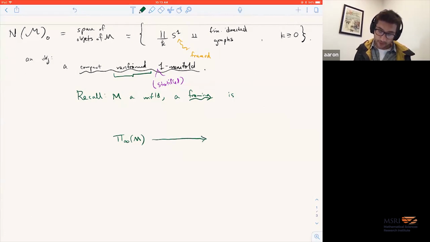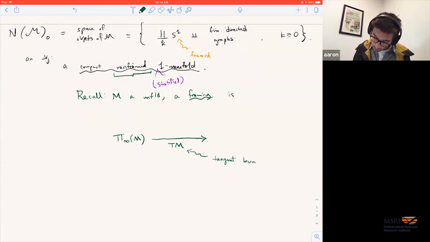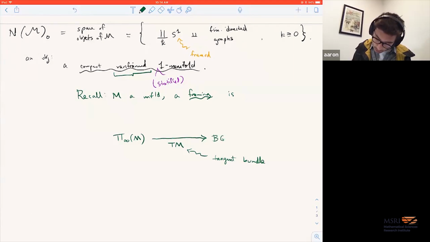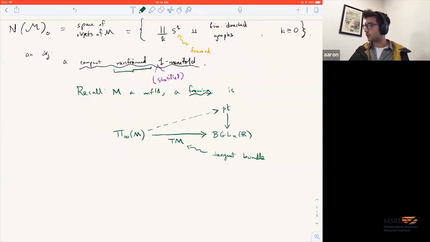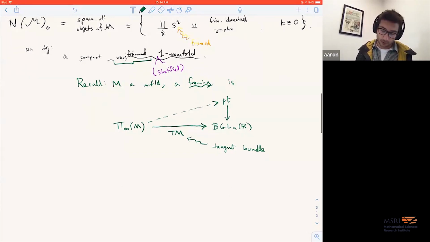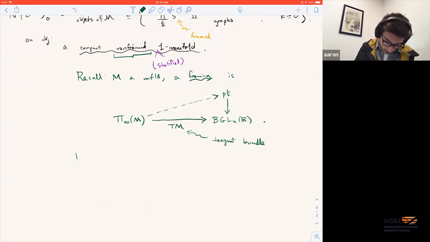And that's classified by a morphism of spaces from its fundamental infinity groupoid to the classifying space BGL_N(R). And a framing is a trivialization of that. So it's a lift, like so. So that's what a framing on a manifold is.